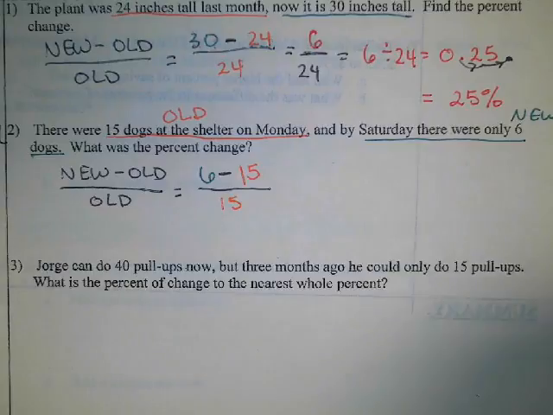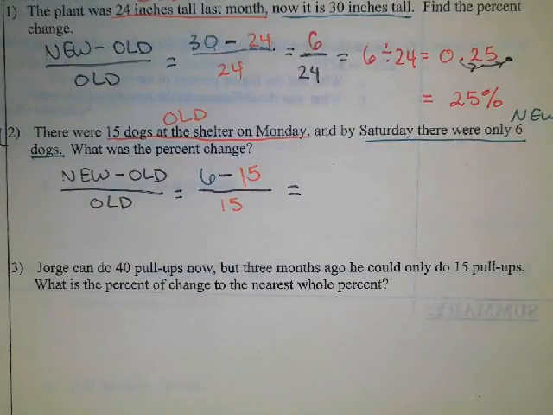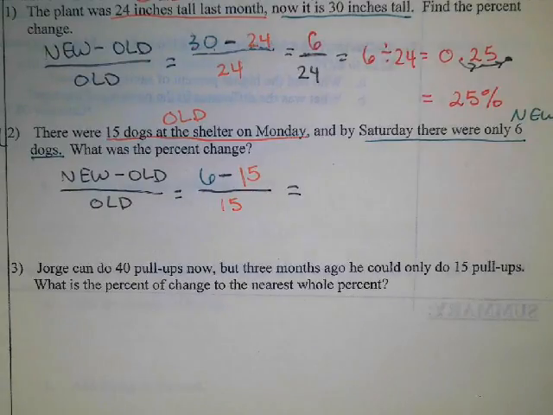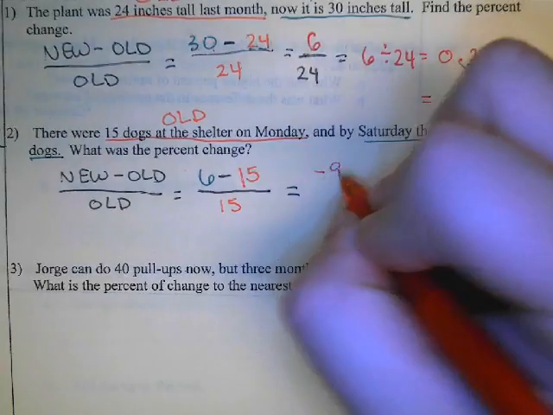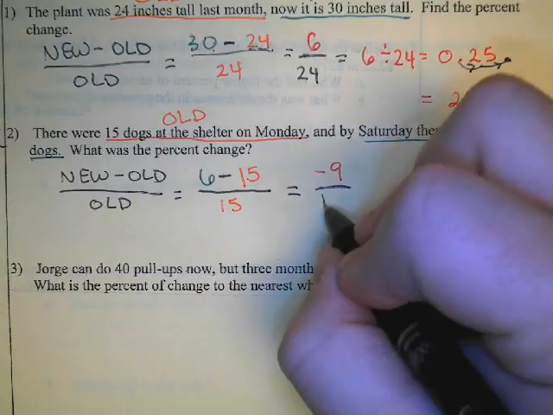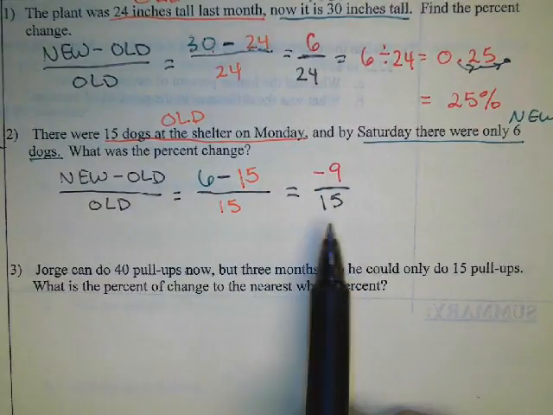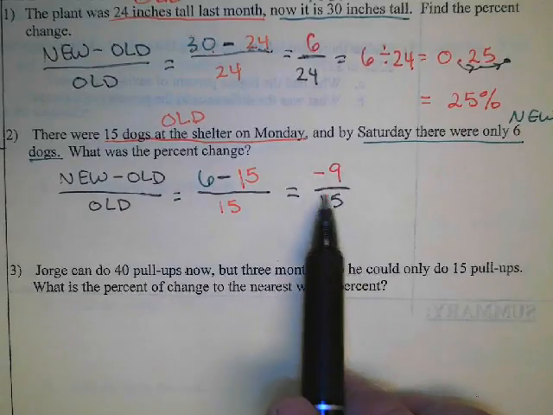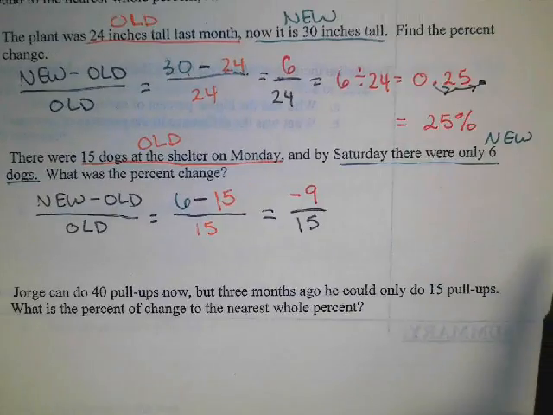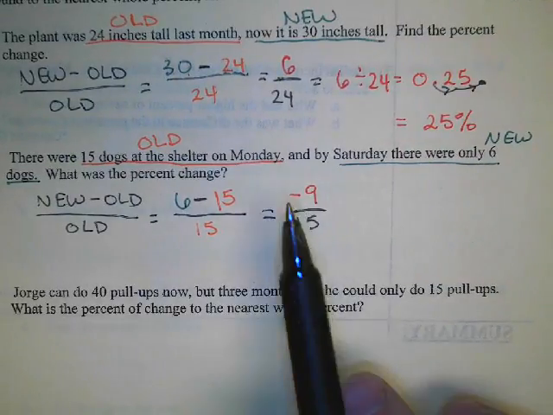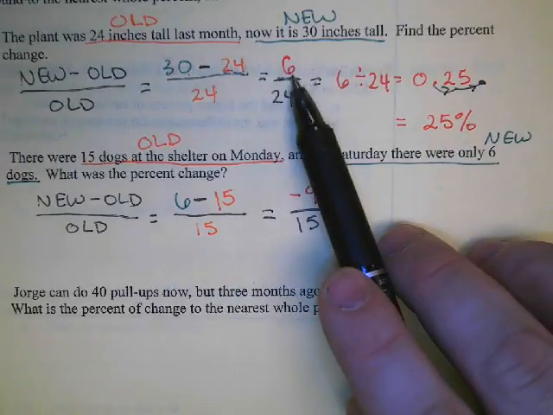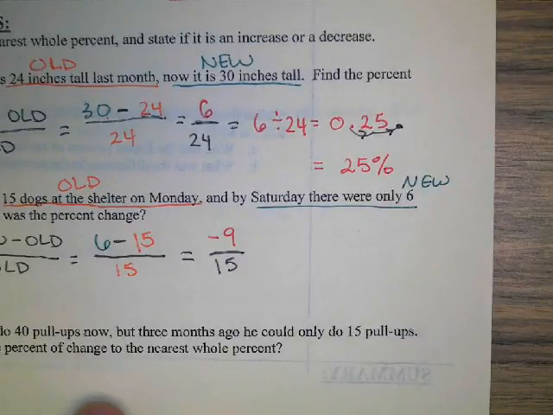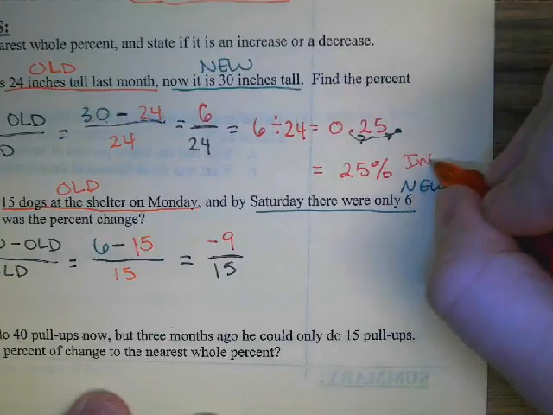So when we do this, we do 6 minus 15, which we'll get is negative 9. And my denominator stays the same. Now the negative is just reinforcing the fact that it's a percent decrease. Since it's negative, I know that's a decrease, but I can ignore the negative to find my percent. Since it was a positive in our first one, we knew that was an increase, but we didn't write that. So it's a 25% increase on the first one.